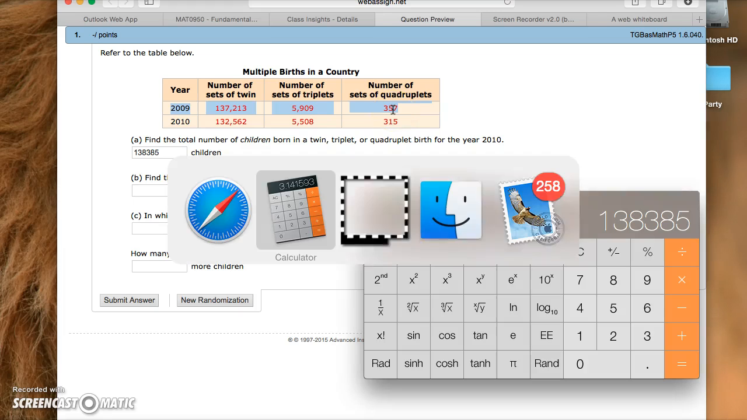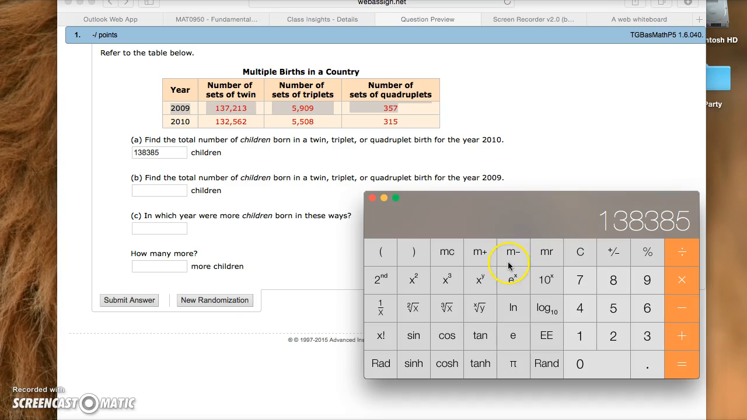Let's get the calculator back out. So the number of twins, 137,213, plus the number of triplets, 5,909, plus the number of quadruplets, 357. So that is going to be 143,479.